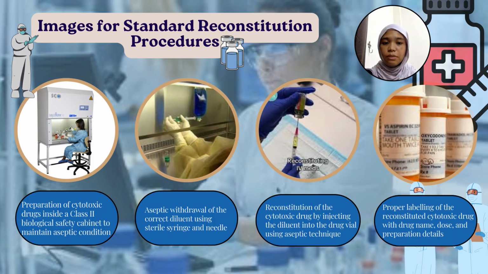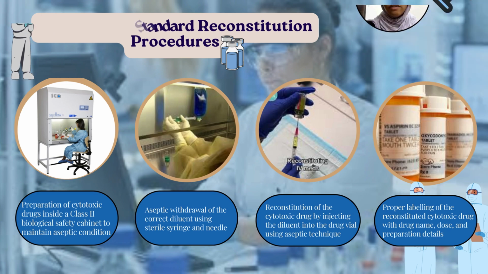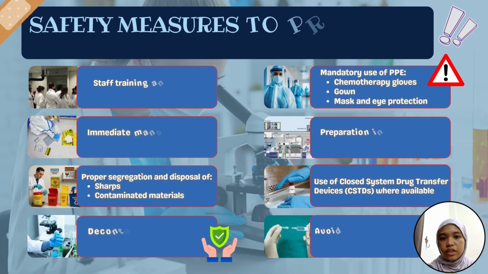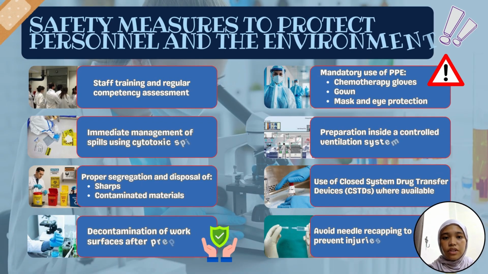This slide shows the standard procedures involved in cytotoxic drug reconstitution that I mentioned in the previous slide. The first image demonstrates drug preparation inside a Class 2 biological safety cabinet, which maintains aseptic conditions. The second image shows aseptic withdrawal of the correct diluent using a sterile syringe. The third image illustrates reconstitution by injecting the diluent into the drug vial carefully. And the final image highlights proper labeling of the reconstituted cytotoxic drug, which is important for correct identification and safe use.